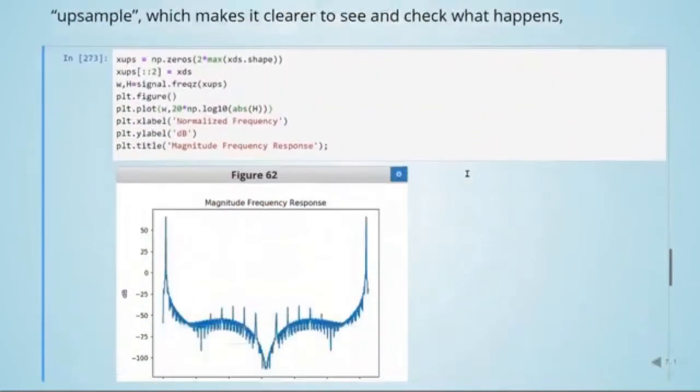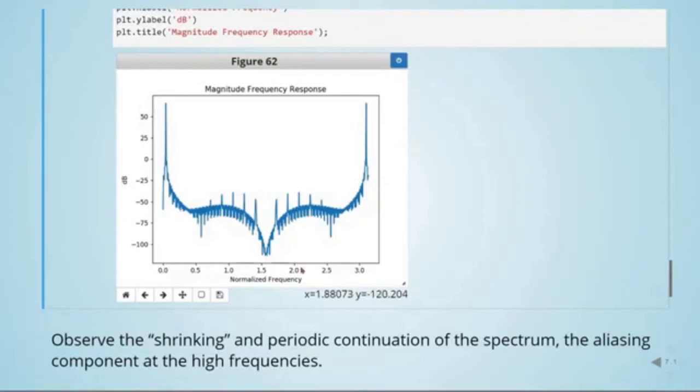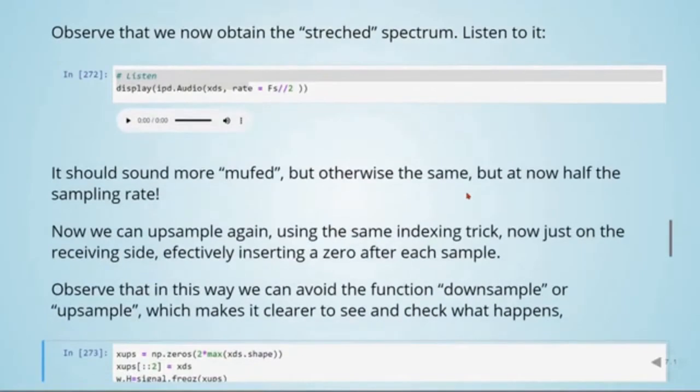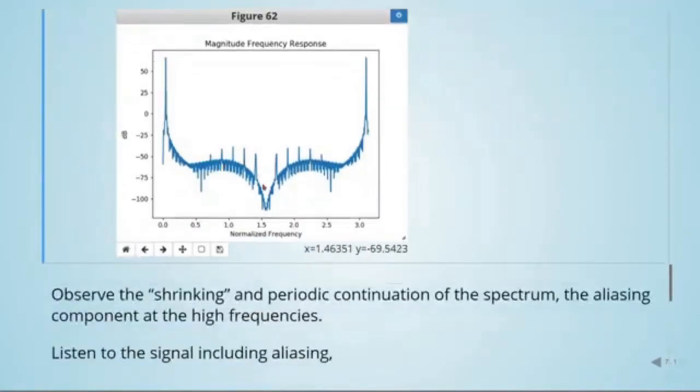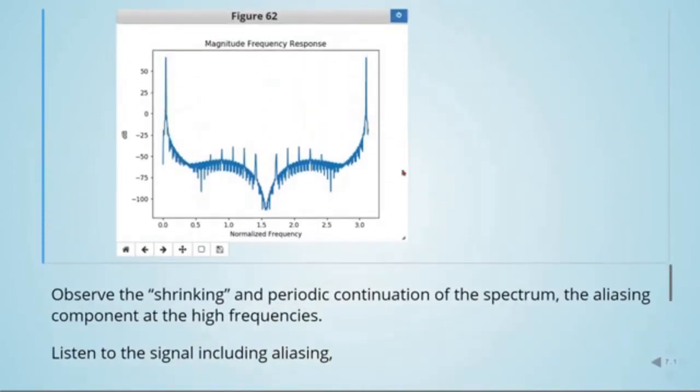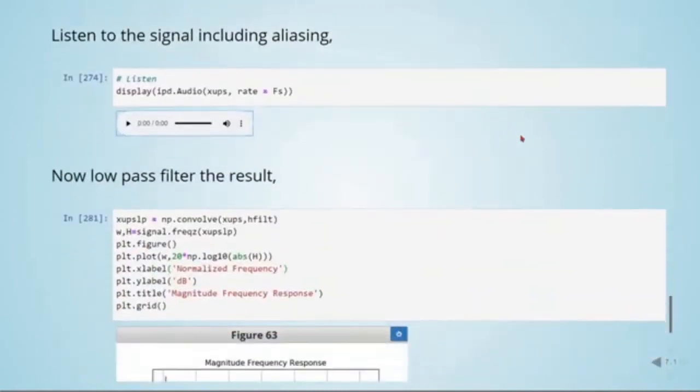Now we upsample by inserting zeros, and we have this here, so we have all these aliasing components. This part is effectively this part here, so we have the shrinking, and we can listen. It's difficult to hear aliasing here because with my headphones or my computer speakers it's very hard to reproduce these high frequencies, but the aliasing components are here and we must get rid of them.